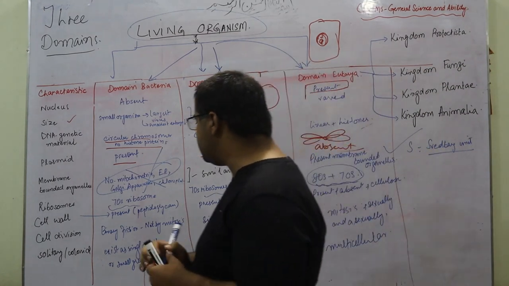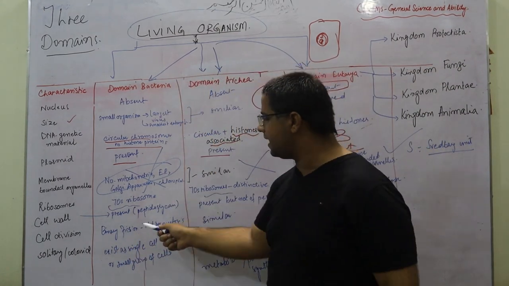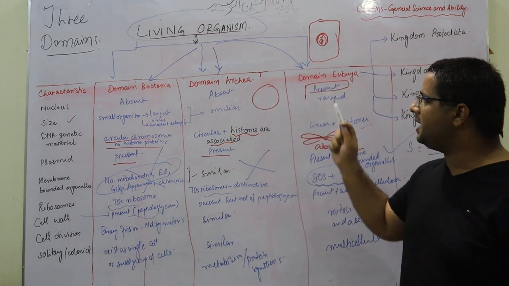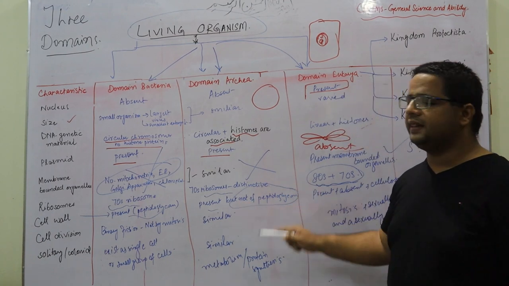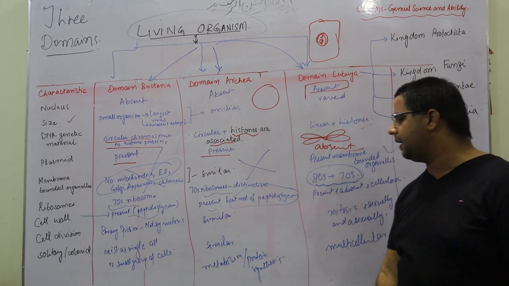Cell wall is present in domain bacteria and is made up of peptidoglycan. While in domain archaea, a cell wall is present, but it is not made of peptidoglycan; it is made of another component.